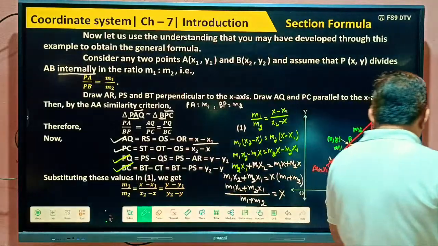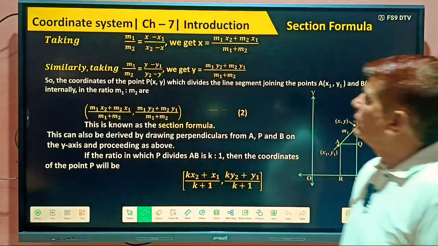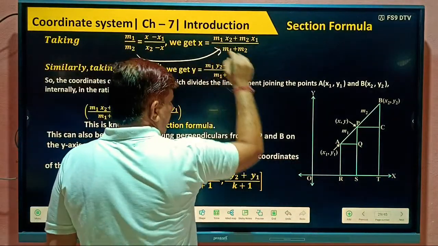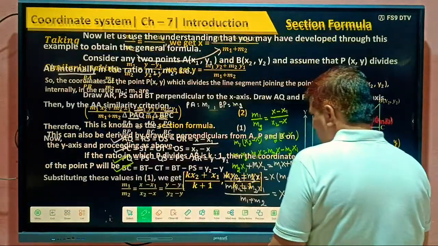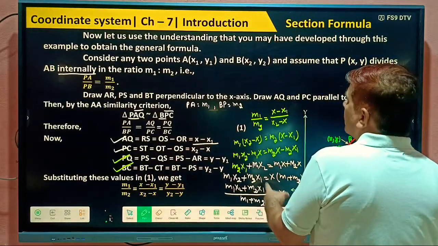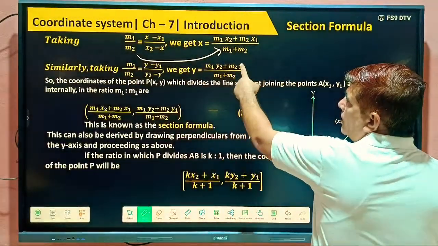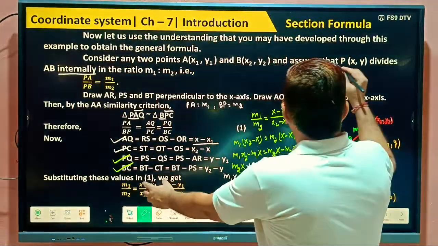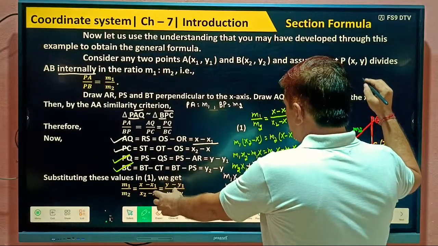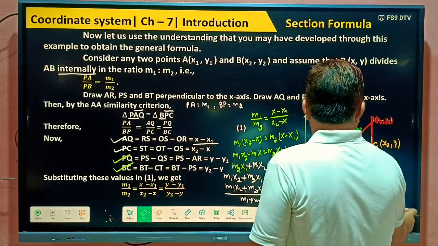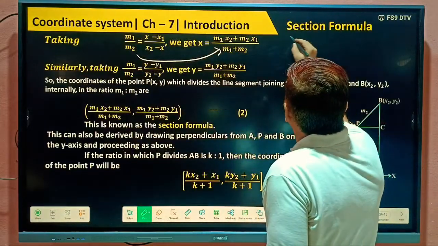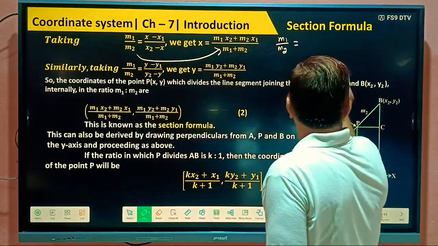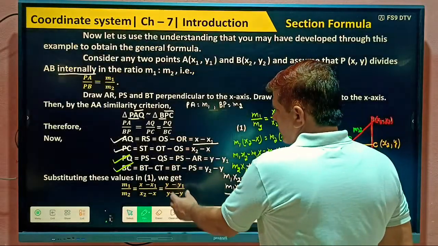Come to the next step. Take this and then solve it. That I told you, here I told you. Check this one time. Similarly, what are we taking? We are taking M1 by M2 is equal to this.